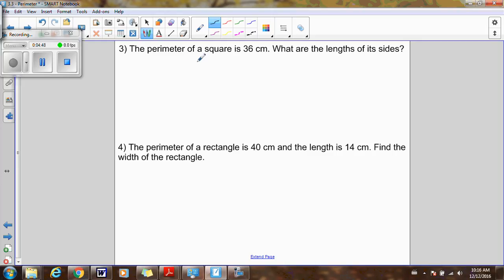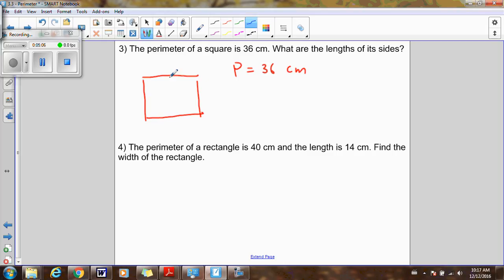Okay. All right, so let's do a couple more here. We're looking at a square here. Question 3 says, the perimeter of a square is 36 centimeters. What are the lengths of each side? So let's draw a square. I'll do the best I can to draw this, right? So it tells you the perimeter is equal to 36 centimeters.